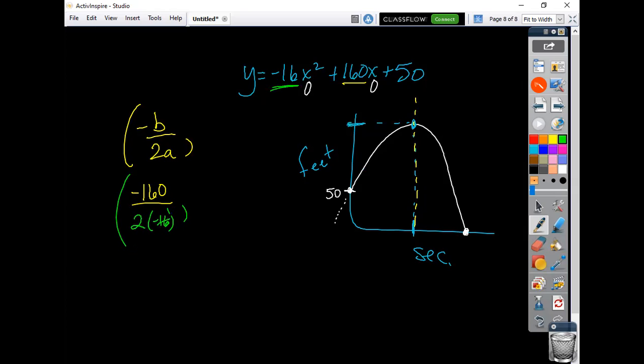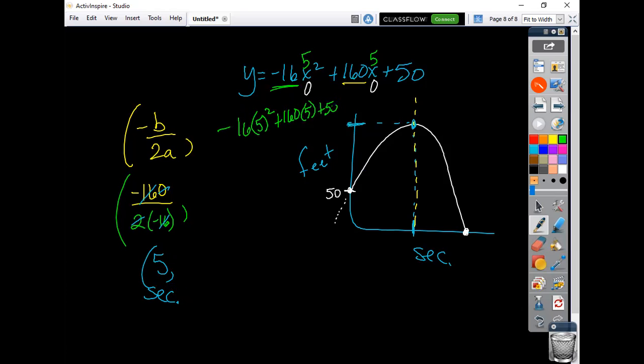So let's see, this 16, this 16, go in there and leave a 10. That 2 goes into 10 and leaves a 5. So it looks like it's at 5 seconds. You can actually work that out if you'd like to, just check and see. And then how do we find what the height is when they're at 5 seconds? You put that 5 up here and here for your two x's. So negative 16 times 5 squared plus 160 times that 5 plus the 50.